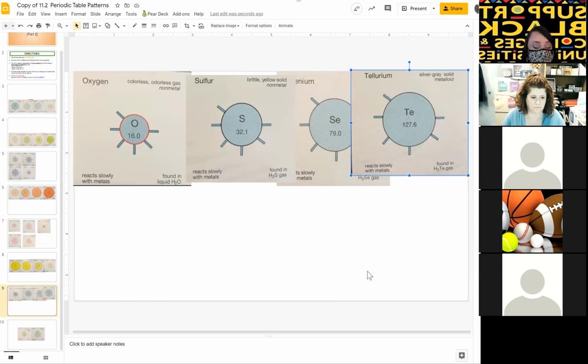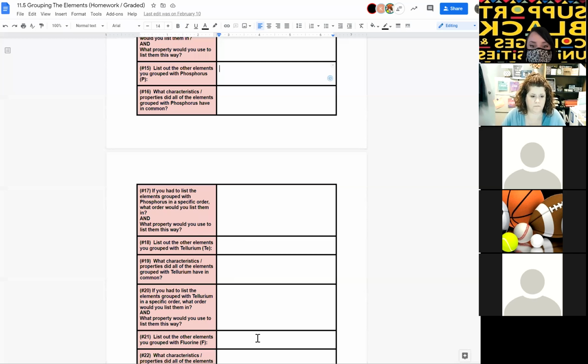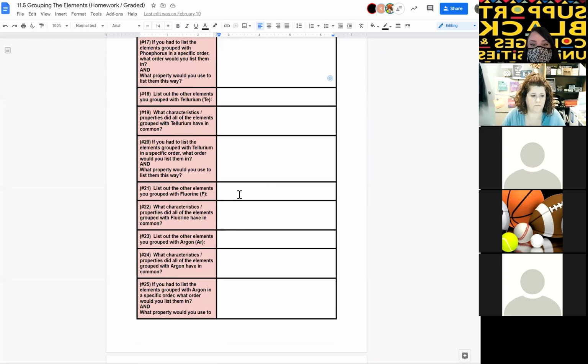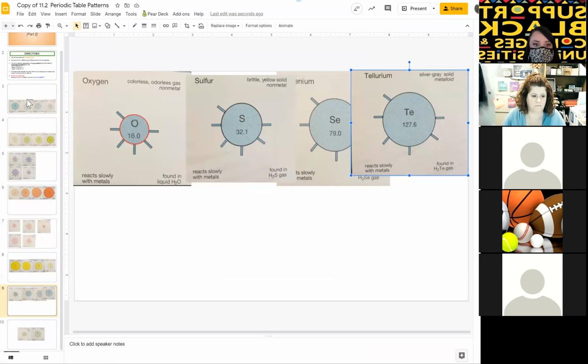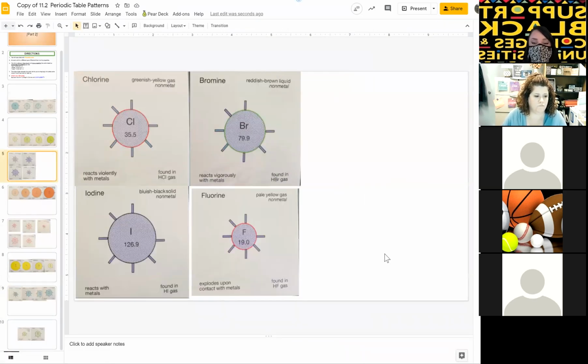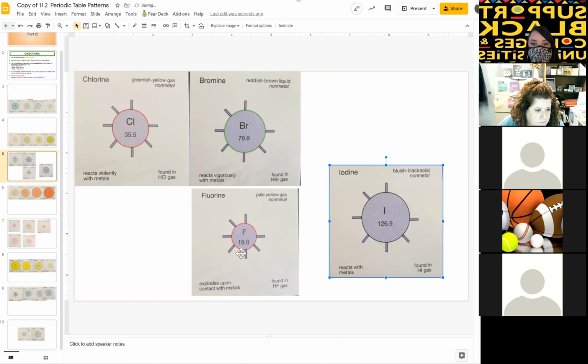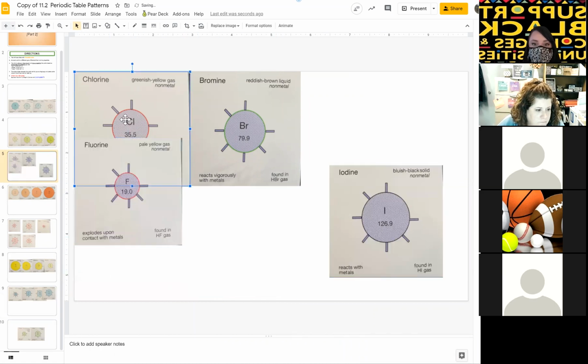No. Okay. So that's different than what we had been seeing in other cards. Okay, and important for us to keep in mind. All right, number 21, 22, fluorine. Okay, so here's our group with fluorine. I notice they're all nonmetals. They all mention reactivity with metals. They all form gases. Okay, so if I were to line these up, kind of like how we have been.